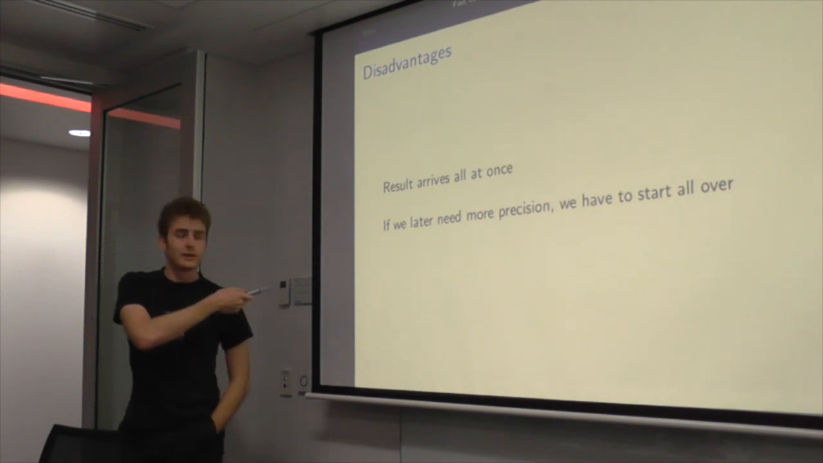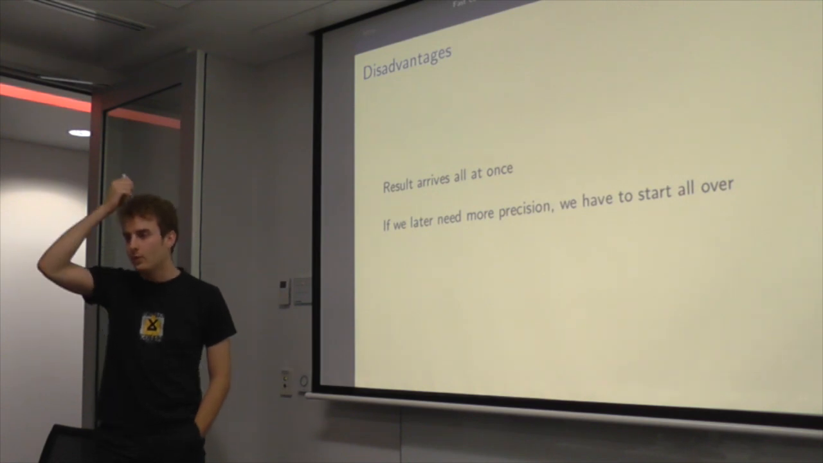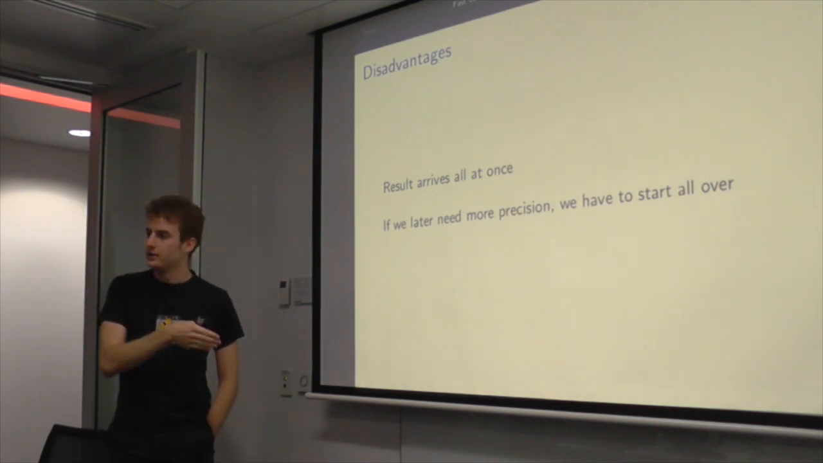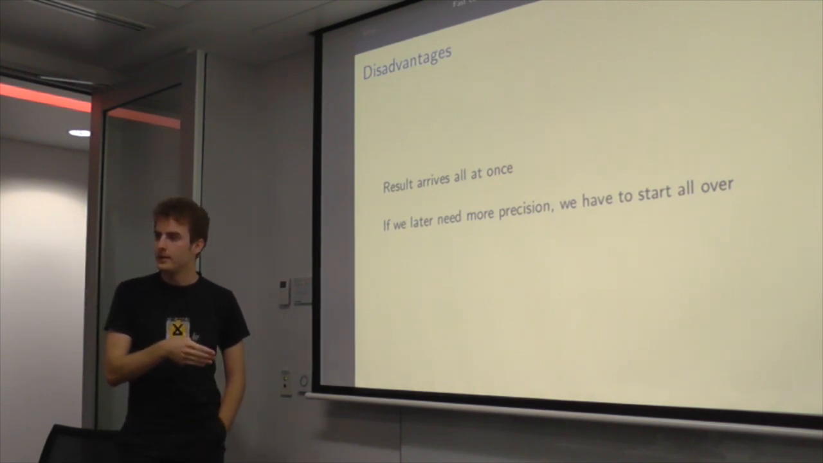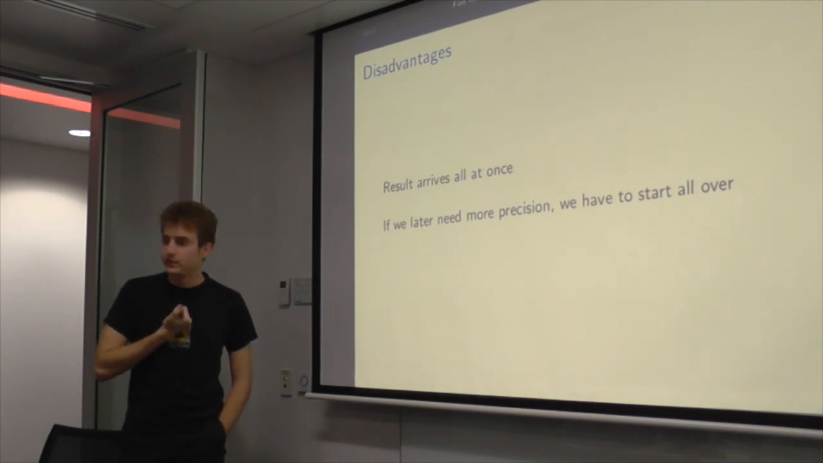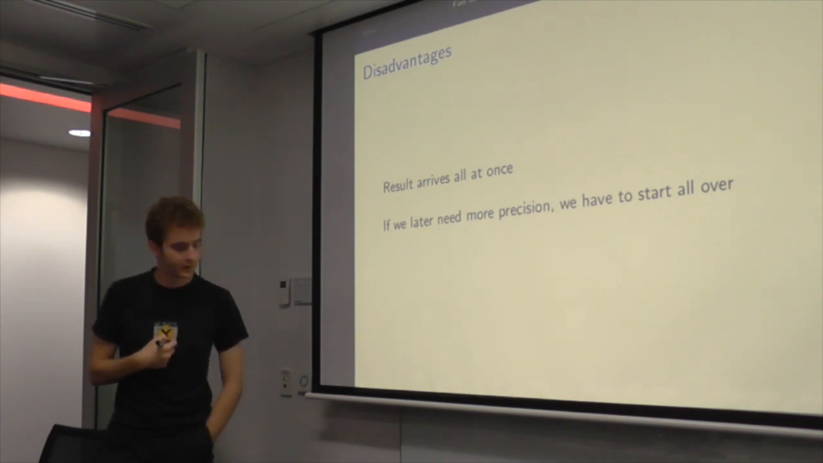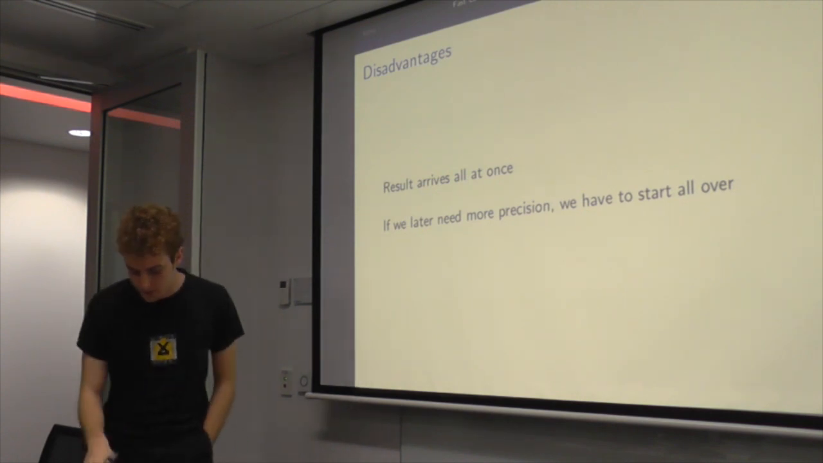And the other problem is if we later need 101 digits of precision, then we have to start all over again and query it at a higher precision. We can't take advantage of the earlier results that we've got. We have to just start all over again. So the second system that I'm going to talk about, continued fractions, has a way around this, which is pretty neat.